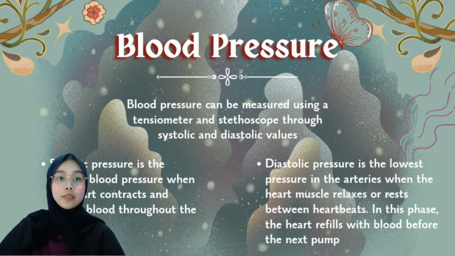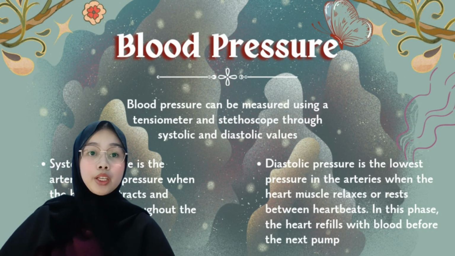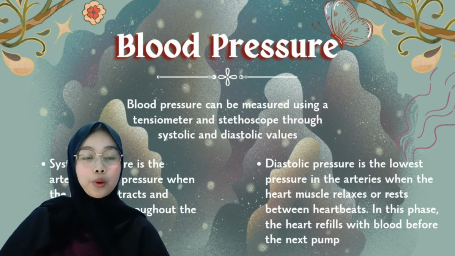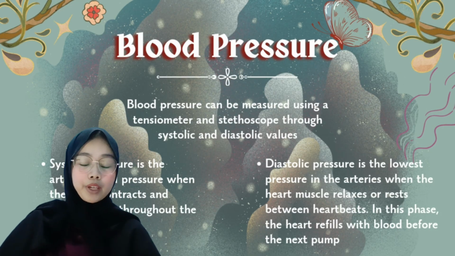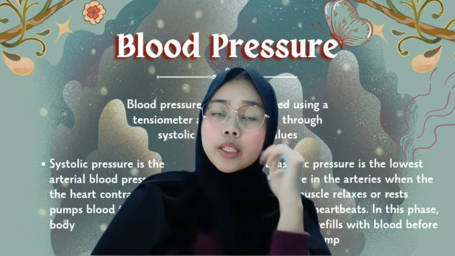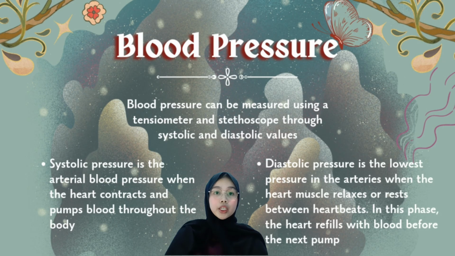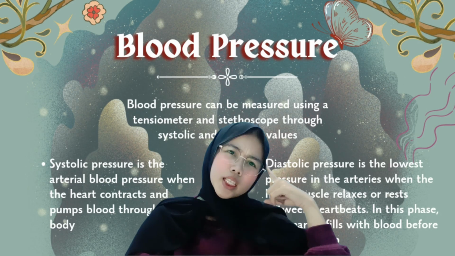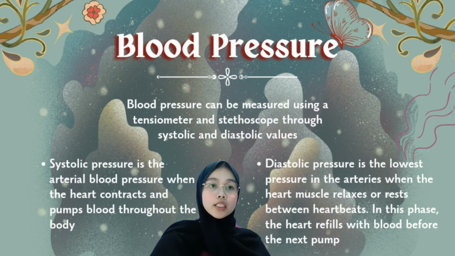Okay, this is blood pressure. Blood pressure can be measured using a tensiometer and stethoscope through systolic and diastolic values. What is systolic pressure? Systolic pressure is the artery blood pressure when the heart contracts and pumps blood throughout the body. What is diastolic pressure? Diastolic pressure is the lowest pressure in the arteries, when the heart relaxes or rests between heartbeats. In this space, the heart fills with blood before the next pump.